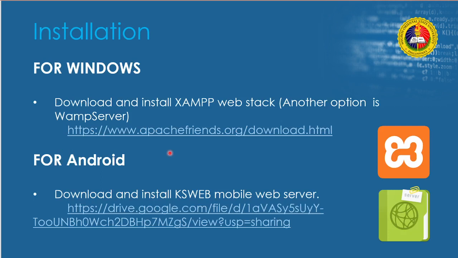So, installation. For Windows, download and install the XAMPP Web Stack. Another option is WAMP server. It would be totally up to you, but I would suggest using XAMPP because that's what I am going to use in this lesson. And then for Android, download and install KSWEB Mobile Web Server. This is the link.